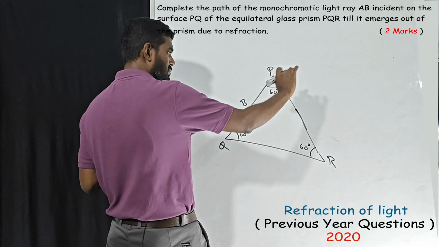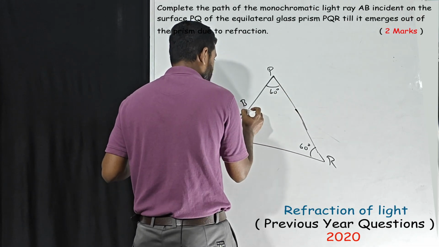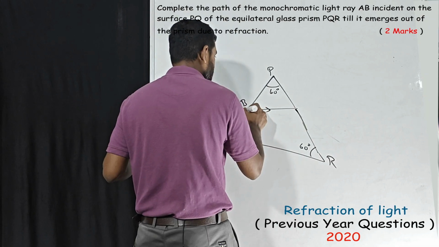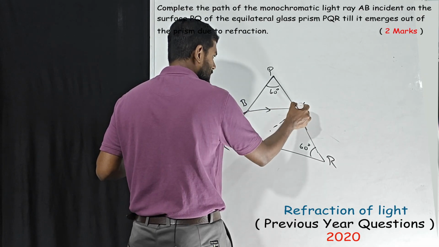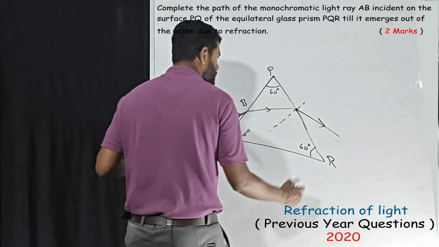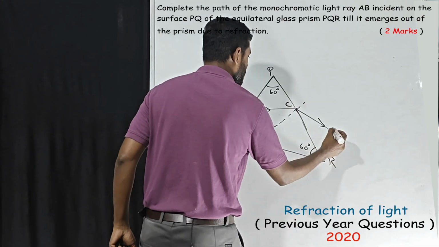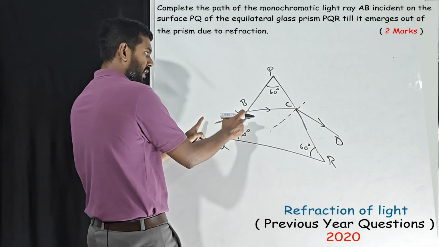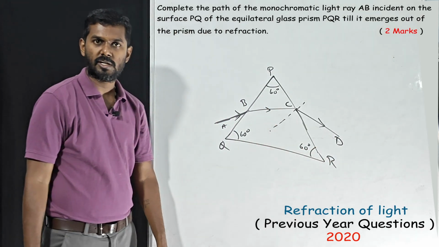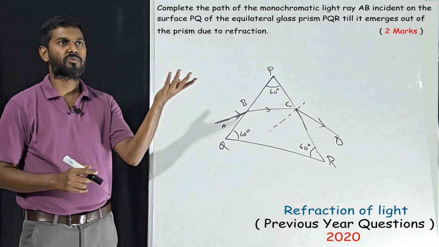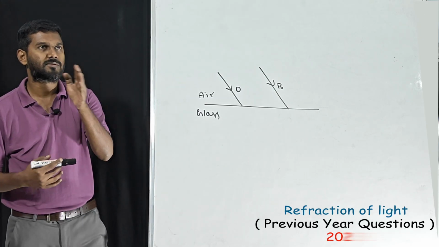So if there was no medium, the light would have gone like this, correct? Now because of the medium, instead of going like this, it goes here somewhere, and again there is a change in medium, so it comes out. So this is A, B, C and D. AB is the incident ray, BC is the refracted ray, and CD is the emergent ray. That's it. So we don't want any angle, just a diagram is required. Now we'll move on to 2023.